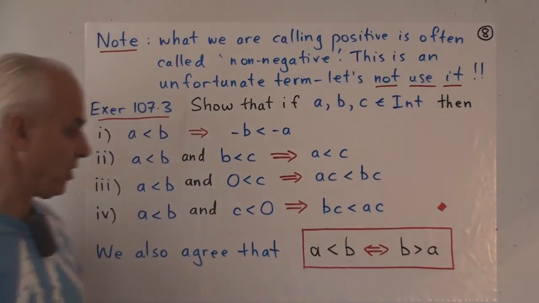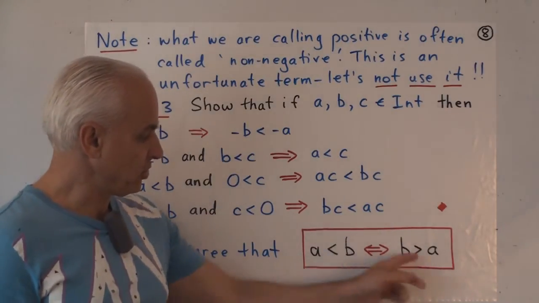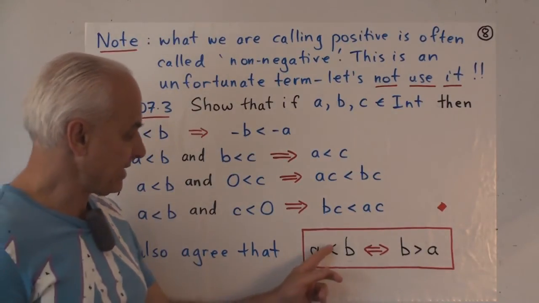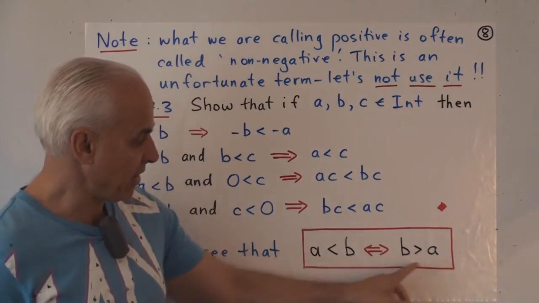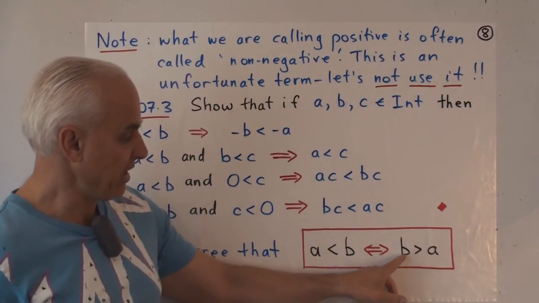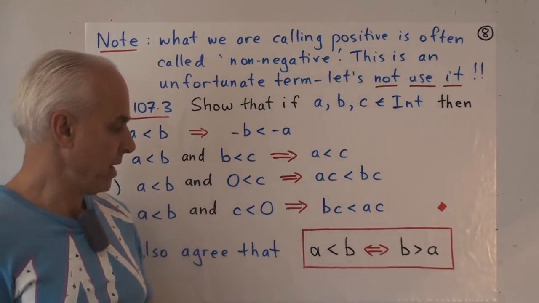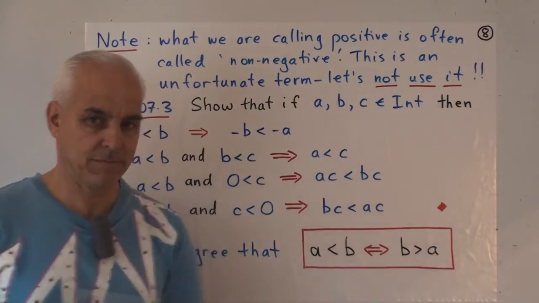And we also agree that we'll be flexible about the choice of inequality. So a is less than b. That means exactly the same as this thing here, which we could read as b is greater than a. All right, so they're exactly the same meaning.